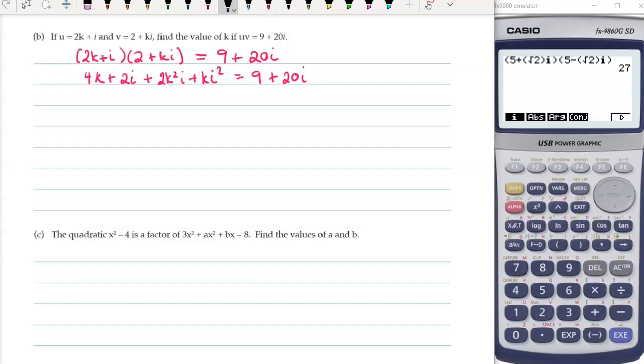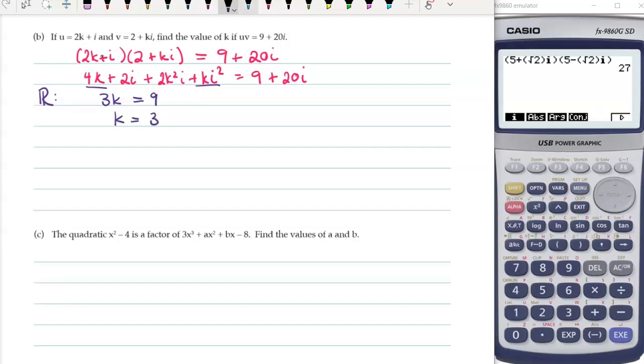So let's take the real parts of this. On the left hand side of this, because the i squared becomes a minus 1, we'll have 4k take away k, so 3k is equal to 9. Therefore, k is equal to 3.